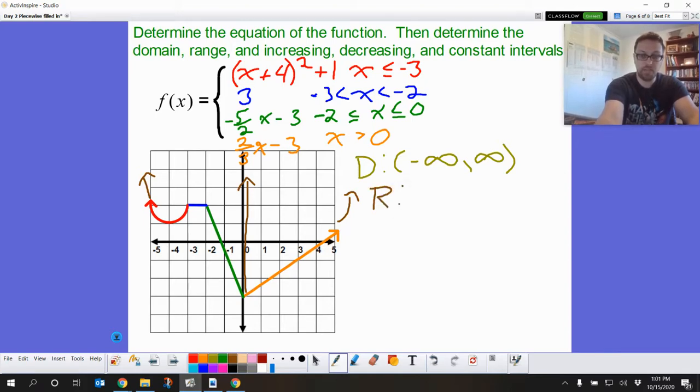So our range is going to be, our lowest point seems to be -3, and we keep going up to infinity. Oops, I put a parenthesis there. That's a filled in point. We gave it a nice equal to, so I want to put a bracket on there. If it's filled in, it should get a bracket.